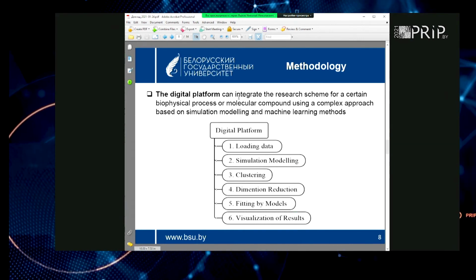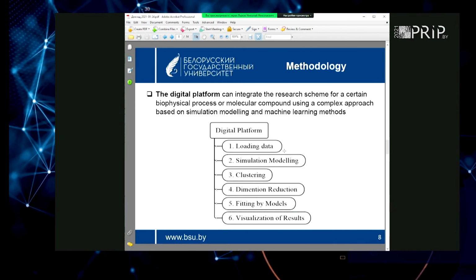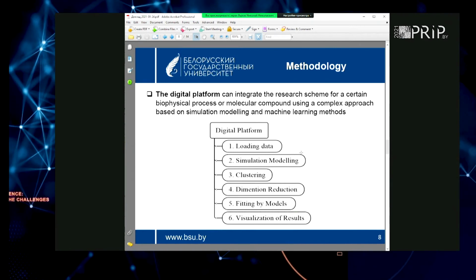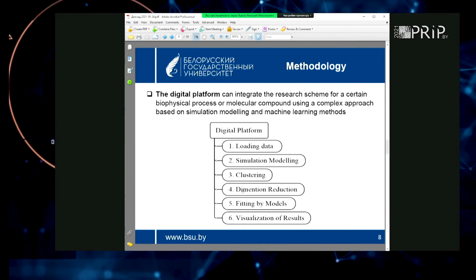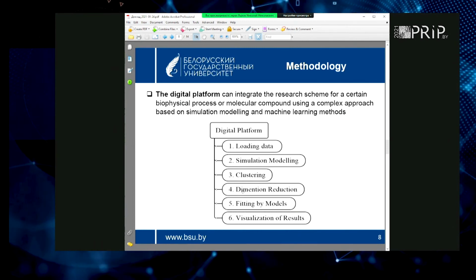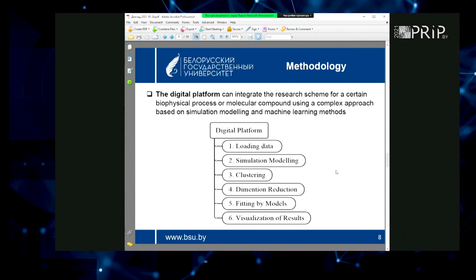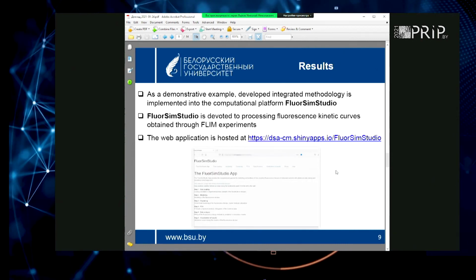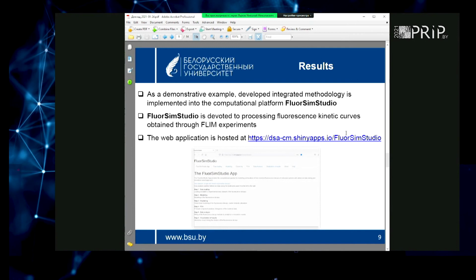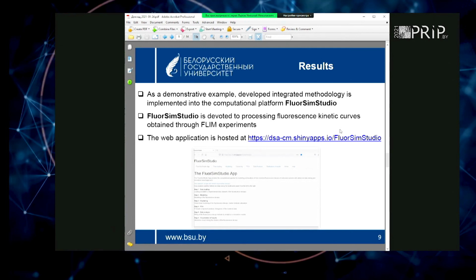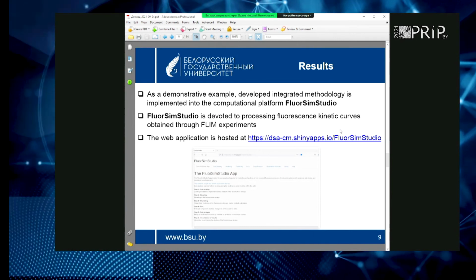On this slide, you can see the flowchart of a digital platform that can integrate the research scheme for a certain biophysical process. It consists of several stages: the first is loading data, the second is simulation modeling, the third is clustering, and the fourth is dimension reduction, in which we utilize principal component analysis, then fitting by physical models and visualization of results. As a demonstrative example of the conception of the digital platform, we realized the methodology in a computational platform, Fluorescence Studio, which is devoted to processing fluorescence kinetic curves obtained in fluorescence lifetime imaging microscopy experiments.